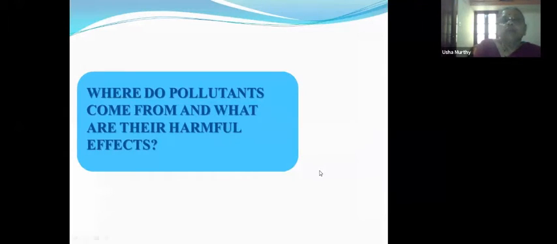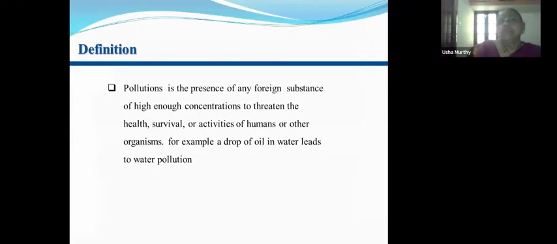These are the systems. Then where do the pollutants come from, and what are their harmful effects? Basically, if you want to define pollution, pollution is the presence of any foreign substances in high concentration that threaten the health, survival, and activities of human beings or other organisms. For example, a drop of oil in water means the water is polluted, because water is only H2O, 2 parts of hydrogen to 1 part of oxygen. So if you have a drop of oil or a color, anything like that, then that means the water is polluted. So pollution is the presence of any foreign substance in any of these natural resources. That means that particular natural resource is polluted.